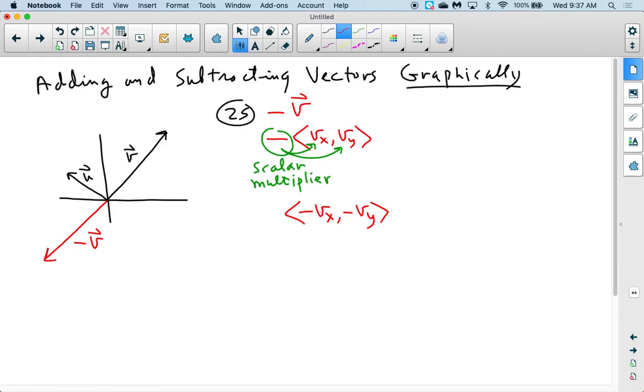So that would be how we would draw a negative V. If the coordinates of the original V have just been made opposite, then that's what you get. You can see that if you think about it.